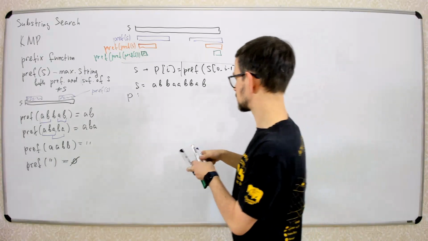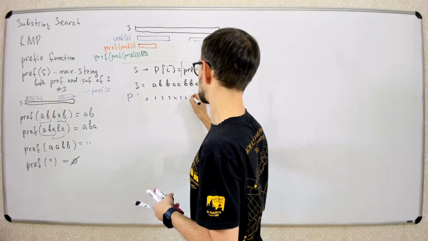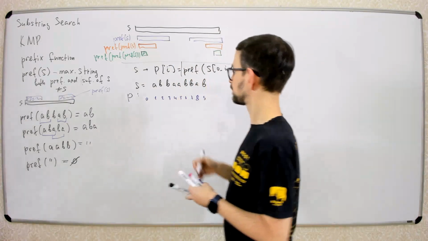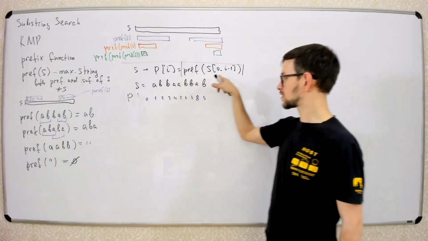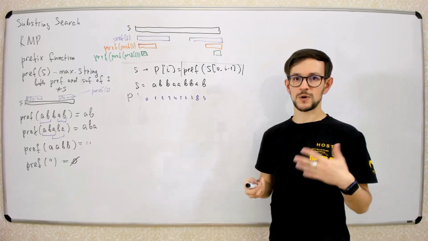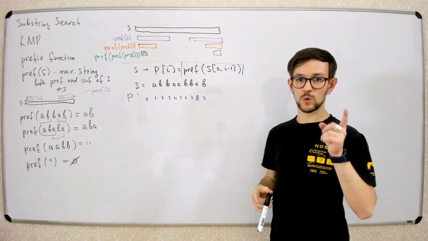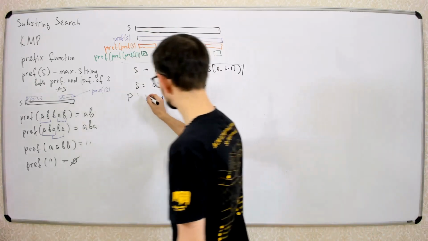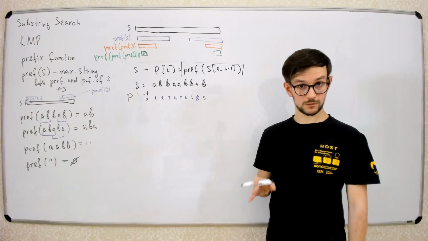Let's have some indices here. So we have indices 0, 1, 5, 6, 7, 8, 9. So what will be p of 0? P of 0 is the prefix function of an empty string. Prefix function of an empty string is not defined. So we'll put here minus 1. It turns out that minus 1 is a good value.